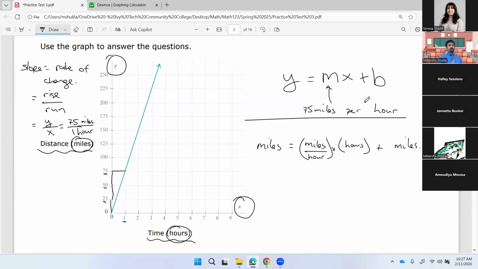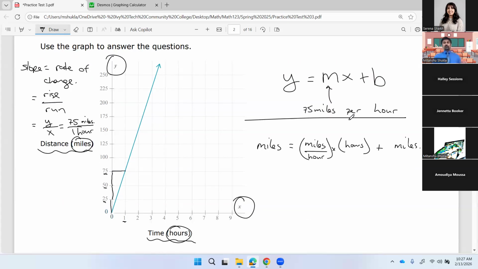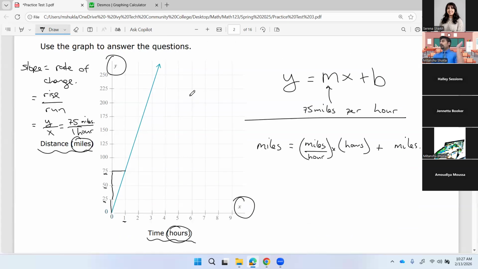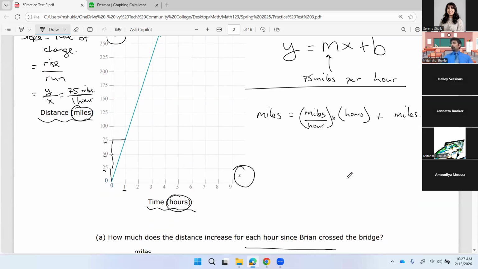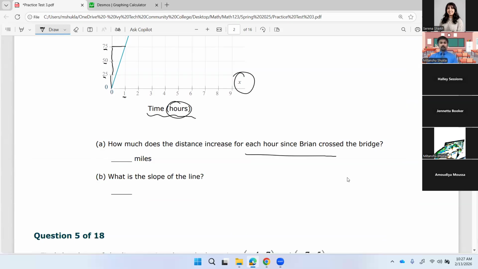Okay. So then it turns out we can answer all of our questions. If I have this information, they can ask me anything they want about this picture, and I'll probably be able to answer it. How much does the distance increase for each hour since Brian crossed the bridge? What do we think here? Did we already figure that out? It would be 75. And what is the slope of the line? Did we figure that out? What is it?